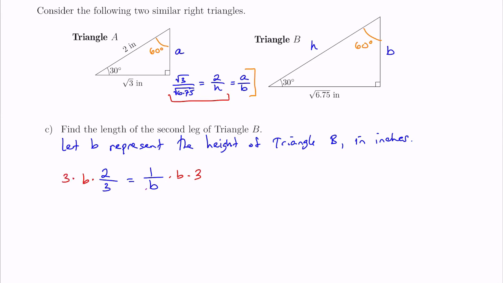Again, the reason we're multiplying both those values, on the right side the b's will cancel out, on the left side the 3's will cancel out. So this gives us the equation 2b equals 3. To solve this for b, we will divide both sides by 2, and b will equal 3/2. The other option is we could write this as a decimal. Since 3 divided by 2 is equal to 1.5 and there's no rounding, I could also say 1.5. And to state our conclusion as a sentence, the length of the second leg of triangle B is 1.5 inches.